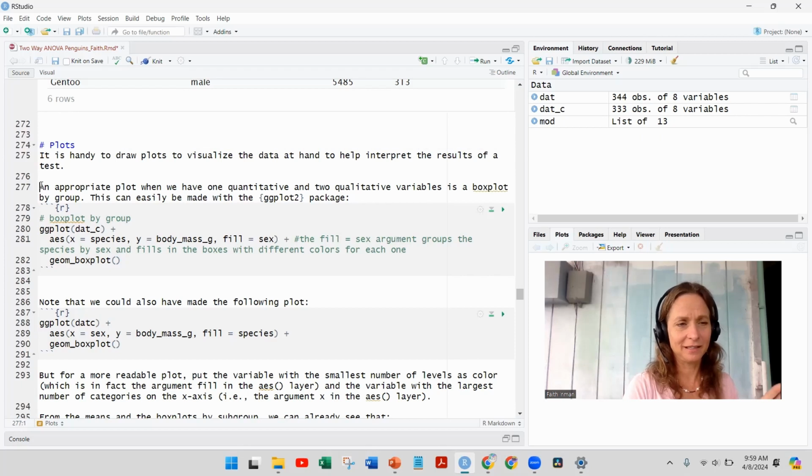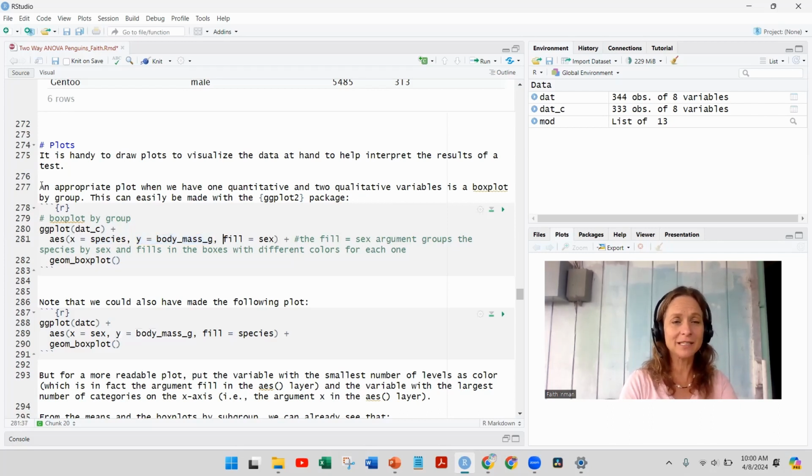To see the data. An appropriate plot when we have one quantitative and two qualitative variables is a box plot by group. And again, we can do this using our ggplot2 package. We can again call ggplot on dat_c, the right data set, plus our aesthetic here, again: our X is going to be species and Y is going to be body mass.